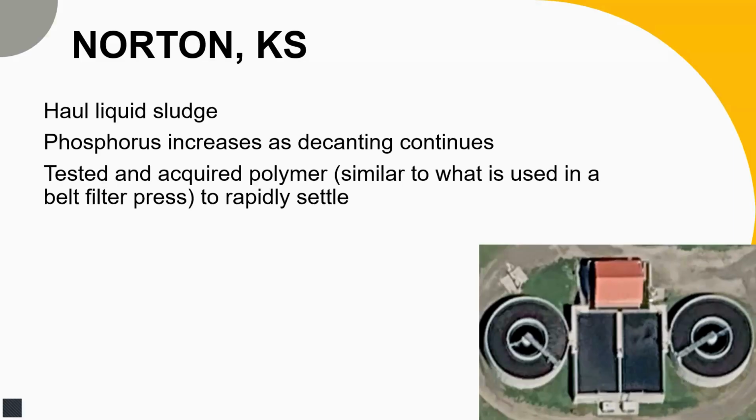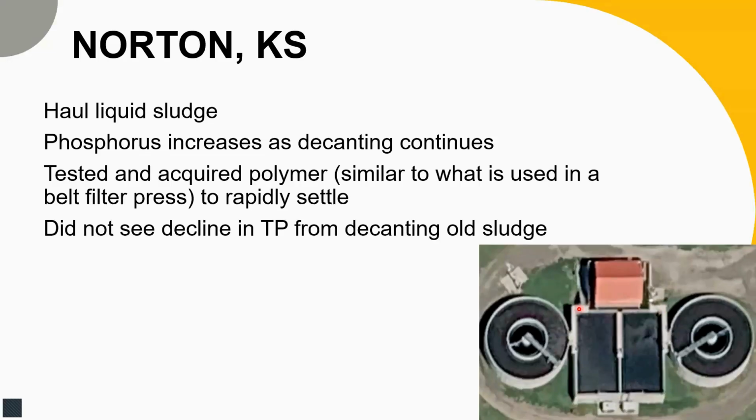They did some jar testing with the chemical vendor and acquired a polymer, which is similar to what is used in the belt filter press, but is not the same, to rapidly settle prior to decant here in these two digesters. They did this on sludge that was old and had been in there a long time prior to hauling out to farmland. And they didn't see any changes in total phosphorus from the decant from previous results, which was kind of disappointing. But they didn't give up.